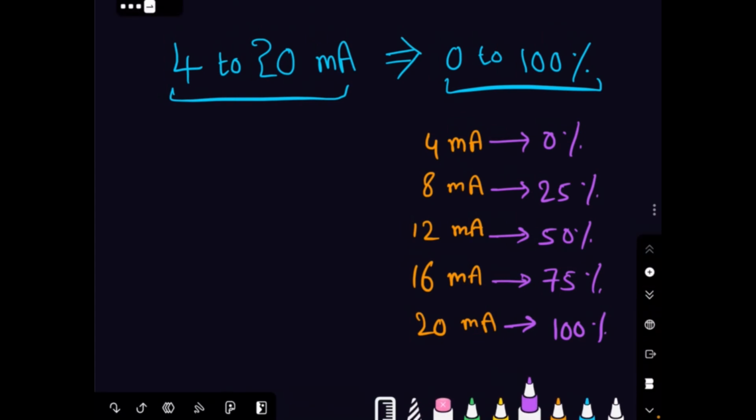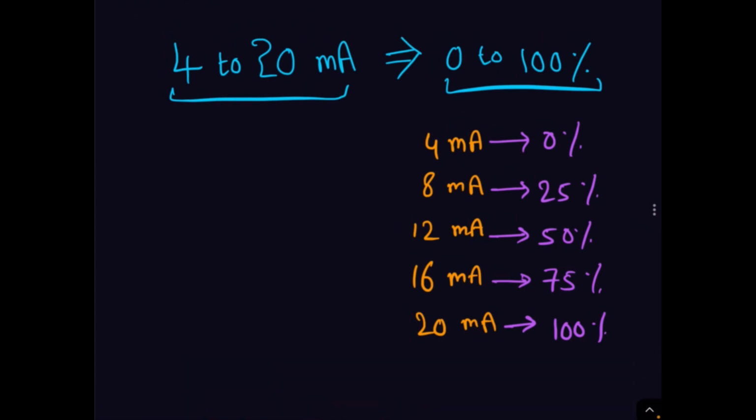So these are the points which we use regularly during the calibration or some testing like loop checking. But if you want to calculate some other value, say for example the percentage for 5.5 milliamp or 10 milliamp or 15.8 milliamp, then it is difficult to remember all these points, right? So you must use some formula or some shortcut to calculate the values. So we are going to use some basic formula here.